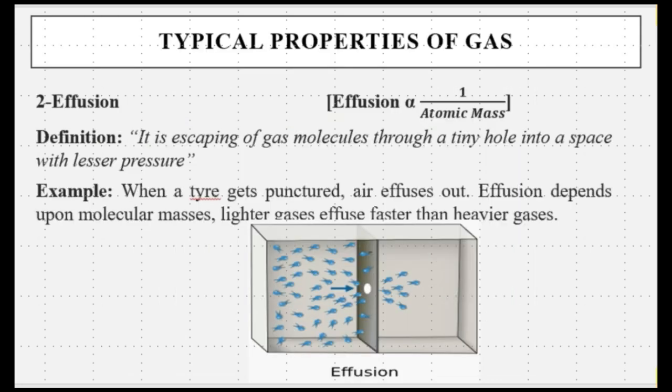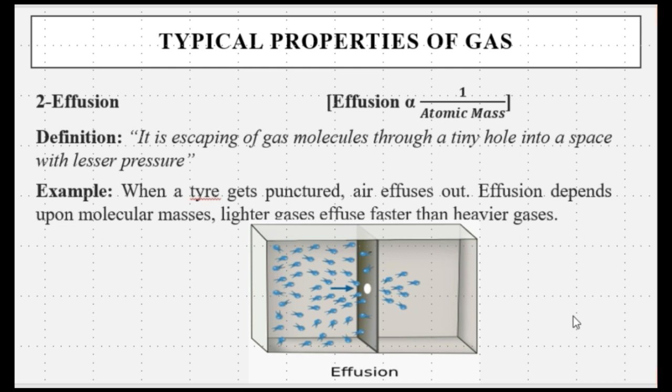In the context of effusion, it also depends upon the atomic mass. If the atomic mass is lesser, the rate of diffusion will be high, but if the atomic mass is greater, the rate of diffusion will be very low. Let's see the example. We have a box of gas that is divided into two parts, and this white spot is basically a very small hole through which the atoms can pass one by one.